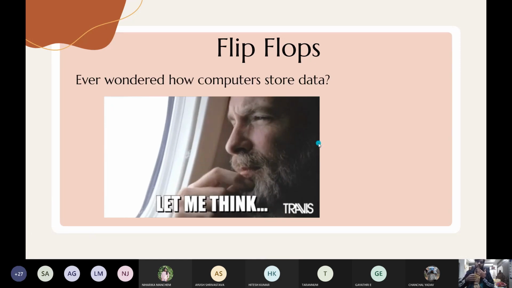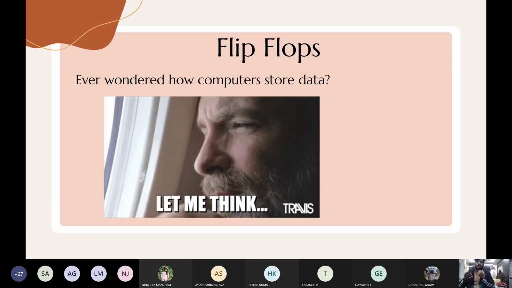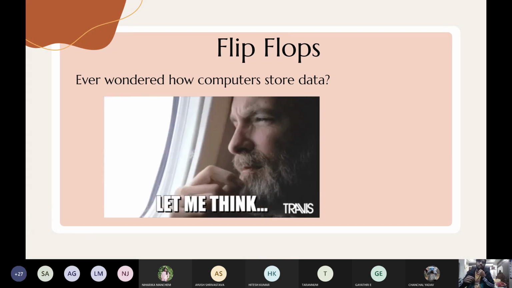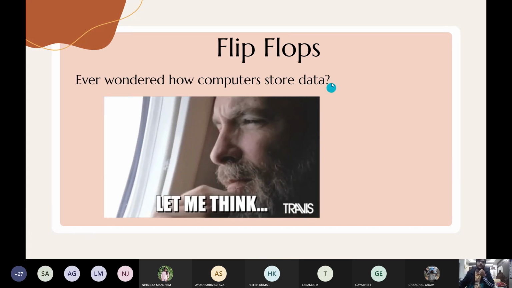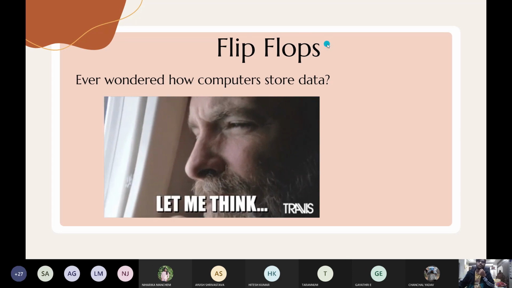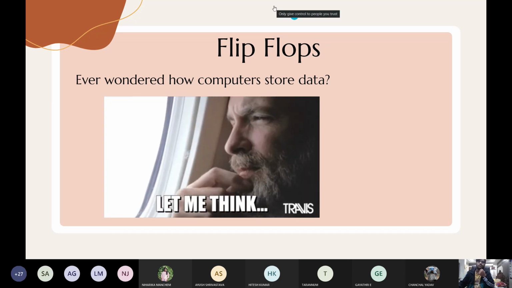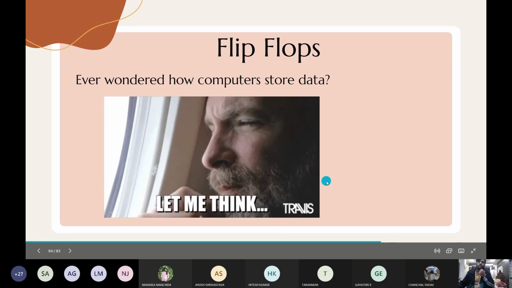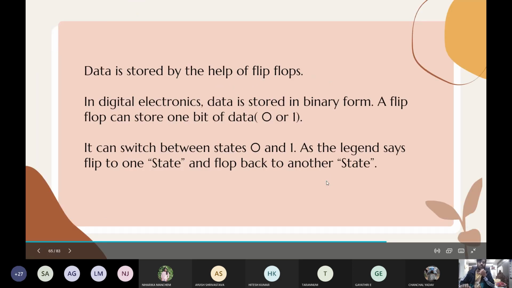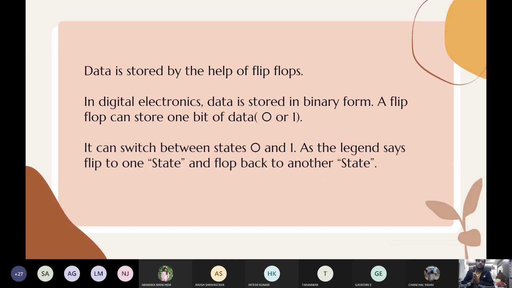Ever wondered how computers store data? I'll wait for 15 seconds. If you know the answer, type in the chat box. So, data is stored with the help of flip-flops. In digital electronics, data is stored in binary form, right? Ones and zeros. So, a flip-flop can store one bit of data, 0 or 1. It can switch between the states 0 and 1. As the legend says, flip to one state and flop back to another state. That's how the name flip-flop originated.